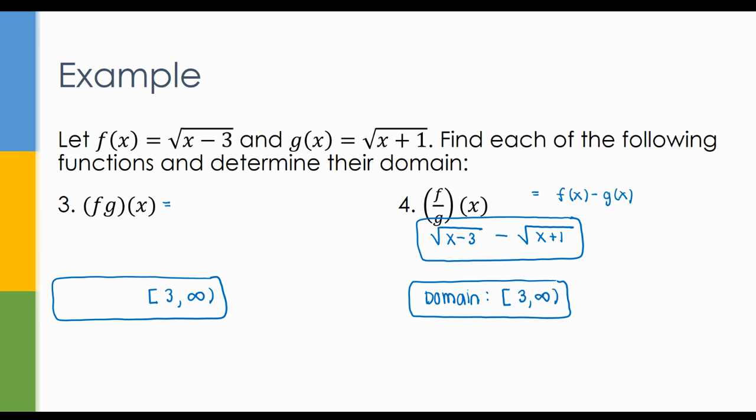So notice that we have the product. So I want to take f of x times g of x. Not quite sure why this isn't going away. So let me do this.